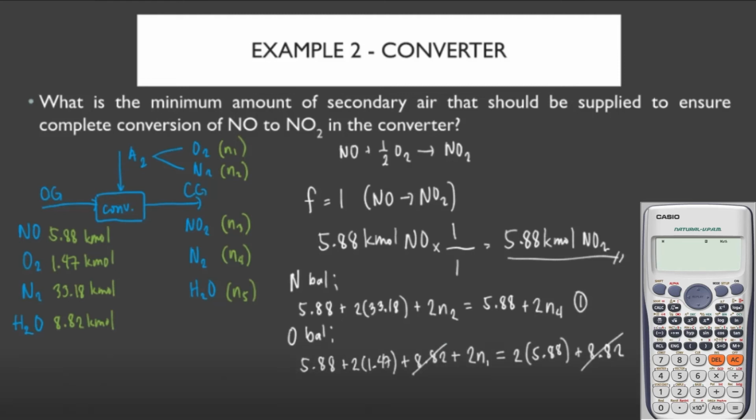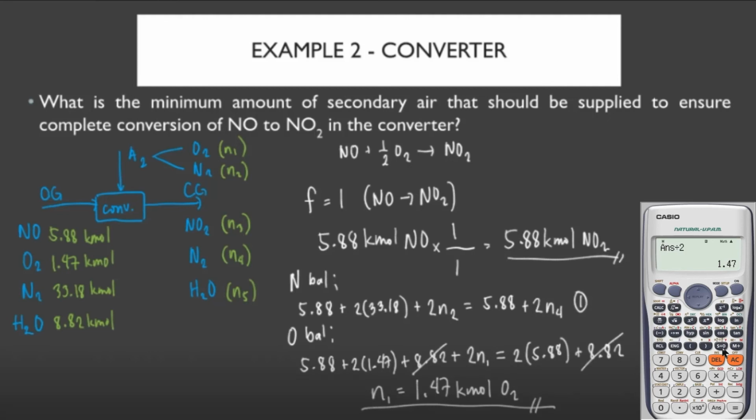From our oxygen balance, we can now solve for N1, which is the amount of oxygen fed to the process. That is 2 times 5.88 on the product side. And we subtract the terms from the left-hand side, that is minus 5.88 minus 2 times 1.47, all over 2. Our N1 is 1.47. This is kilomoles oxygen.